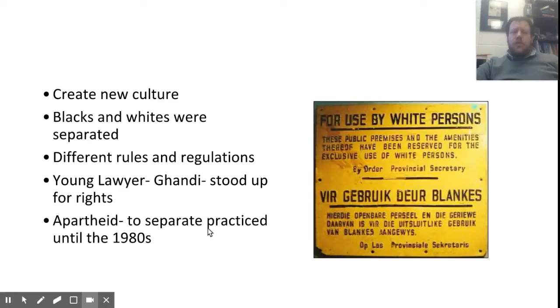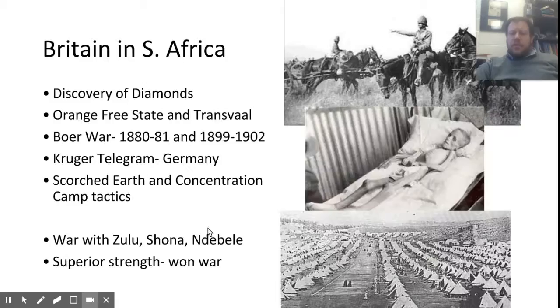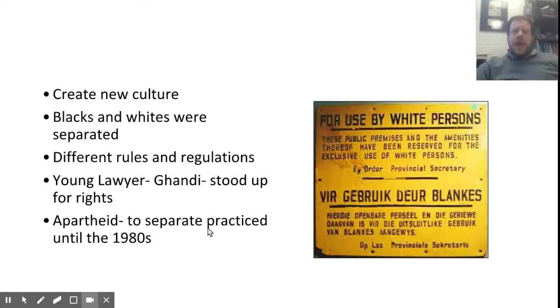And we started seeing this new culture created between the Boers and the British in South Africa, where you start seeing the idea of apartheid come around. And so you see signs written in English and also in Afrikaans about where we separate black and white and different rules and regulations for each group. And so this idea of apartheid existed to basically create state segregation.